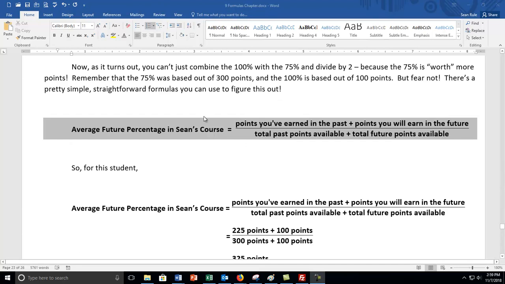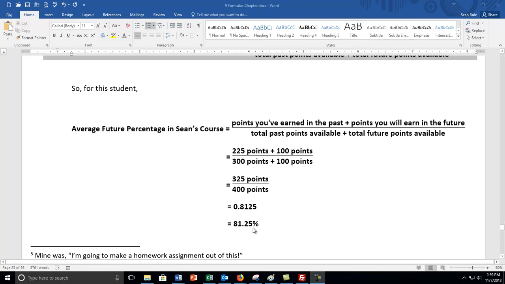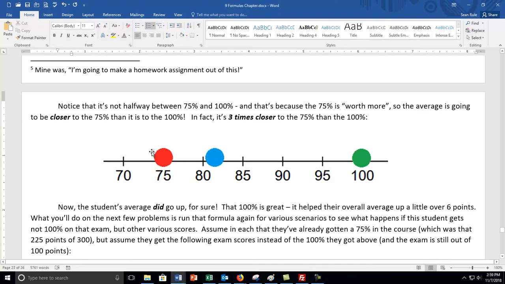Now here comes the meat and potatoes of the homework, in this percentage. You're looking at the percentage of what's going on in the past versus what can happen in the future, and you're seeing how it all shakes out. If you had a 75% and you got a perfect 100 on the exam, a lot of people think the average should be right in the middle, but that's because you're assuming the points before and the points after are equally weighted, which they're not. This 75 is worth more, which is why the new average is closer to it than to the 100, which is worth 1/3 as much.